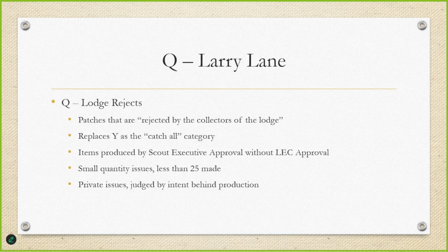And I will say, I have put private issues under Q if we consider them a Lodge reject, that they were not produced by the Lodge, but they were not produced in such a way as to make us feel that they are a Z. Okay? A great example happened recently. We had a Lodge member. We were having an auction, and we'd asked people to donate stuff. And he had a little CNC machine. And he made up some wooden flaps. And he gave them to the Lodge.